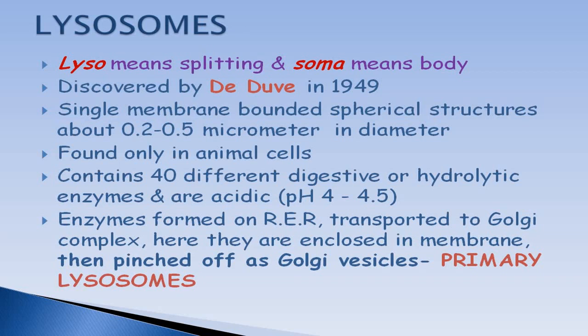Now the next is lysosomes. Lyso means splitting and soma means body. It was discovered by De Duve in 1949. They are bounded by a single membrane, spherical in structure, about 0.2 to 0.5 micrometer in diameter. And lysosome is an organelle which is present only in animal cells.